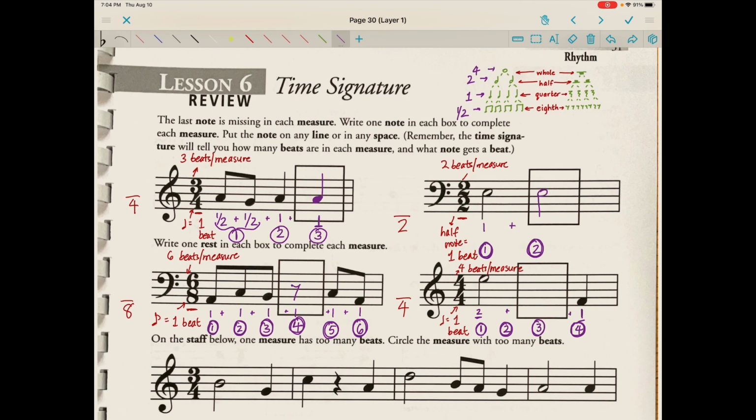So just like the quarter note will get 1 beat, we know that there's a rest equivalent. It will also get 1, so we're going to do that Z, right? The swoopy Z there as a quarter rest.